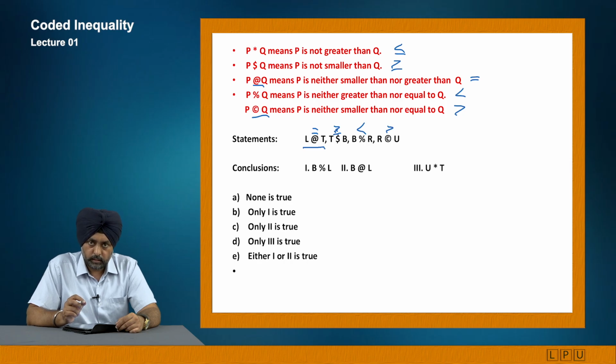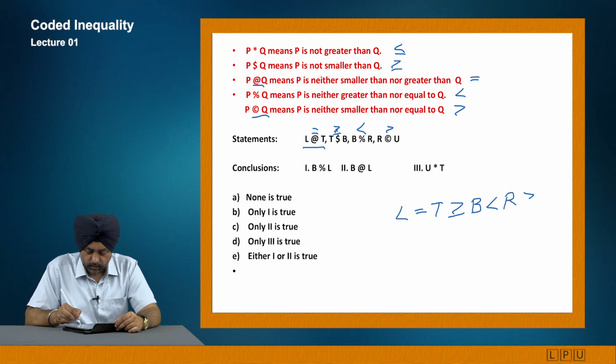First step is to make the single statement. As we have done in the previous questions, here also make a single statement. So the single statement will be L is equal to T, T is greater than or equal to B, B is less than R, R is greater than U. This is the single statement. Now let us come to the conclusions. You know the conclusions are again in symbolic form, so we have to convert them into the simple form first.